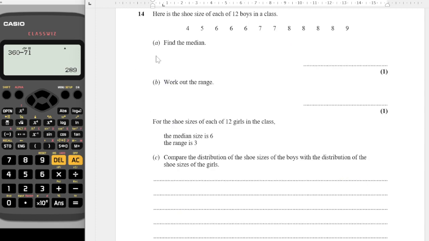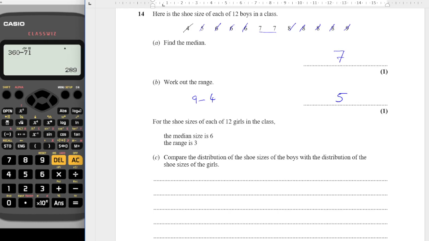Okay, question 14. Here is the shoe size of 12 boys in a class. Find the median. So the median is going to be the middle one. In effect, probably the quickest is to just cross out top and bottoms until we get the middle value or values. So we've got two 7s as our median, so the median is 7. Work out the range. The range will be the largest minus the smallest, so 9 minus 4. So my range is going to be 5.